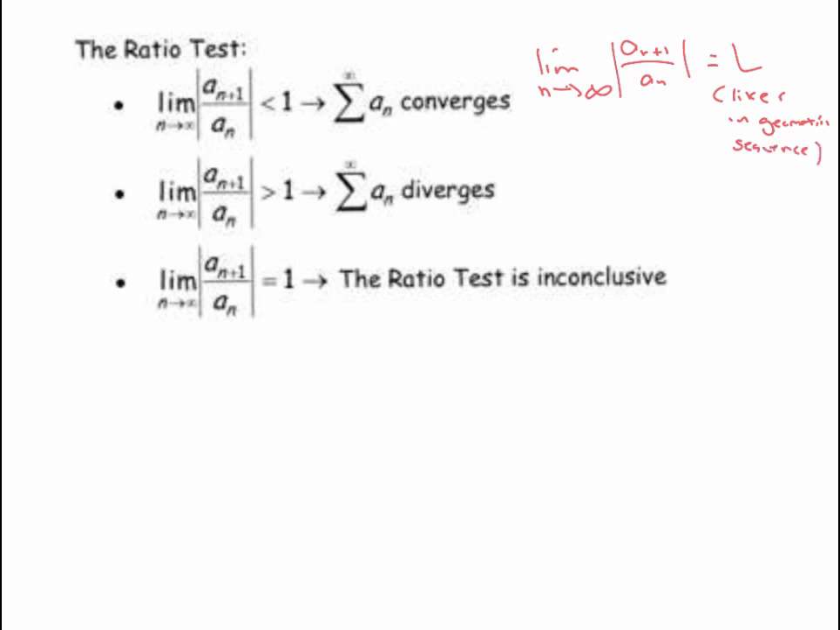If that L is less than 1, then the series converges. If it's bigger than 1, that series diverges. And if it's equal to 1, we can't use the ratio test. It's inconclusive. And the main reason is because we don't know whether the limit is approaching 1 from below or above. And that makes all the difference in terms of whether or not that L is behaving like an r value that's less than 1 or bigger than 1. Okay, so this is the ratio test. We're going to look at some more concrete examples in the next video.